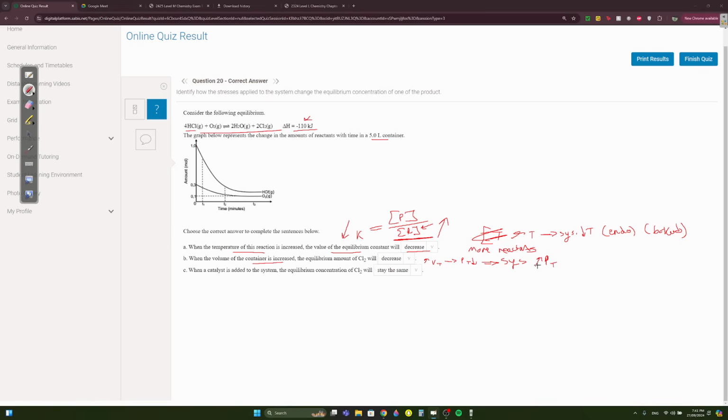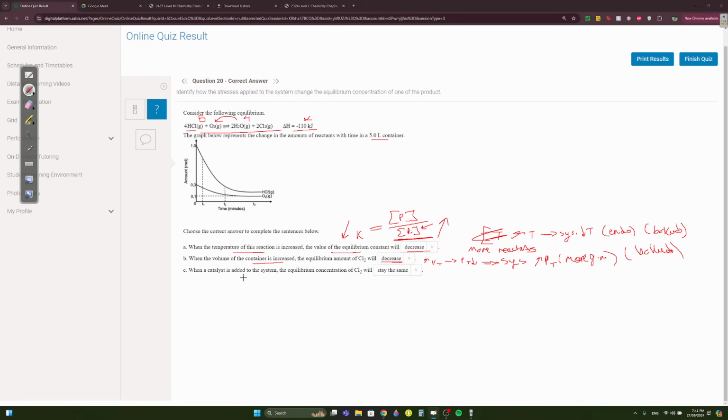And how would we increase pressure? If we want more pressure, that means we want more gaseous moles. Where do you have more gaseous moles? Here we have 4. Here we have 5. So of course, we're going to go to the left, right? So it's going to go backwards. So the amount of Cl2 in this case, since we're going backwards, is going to decrease.